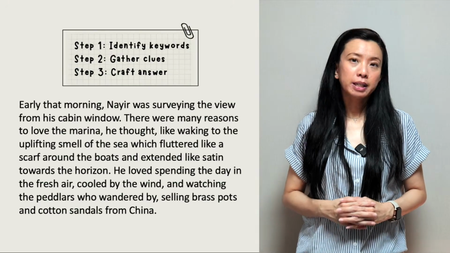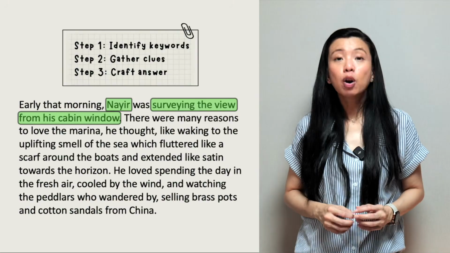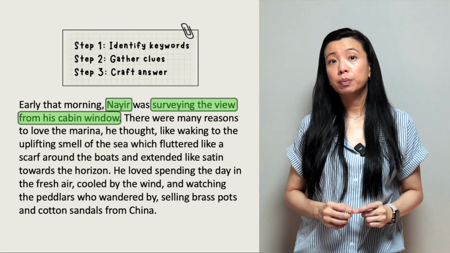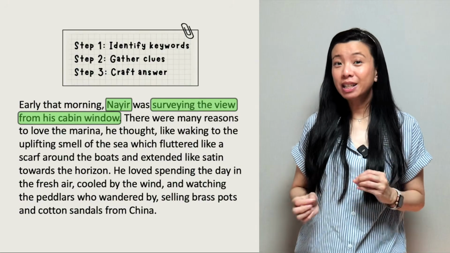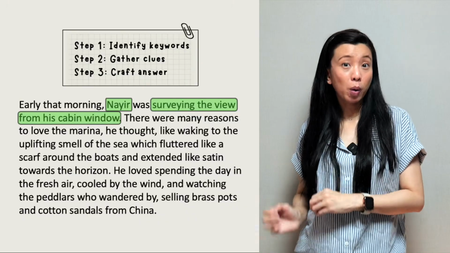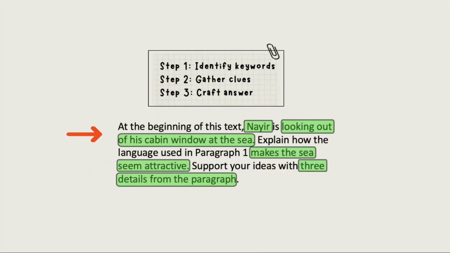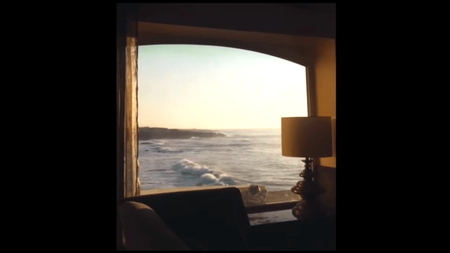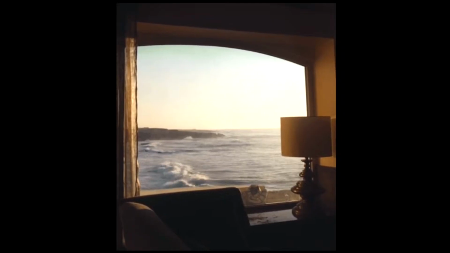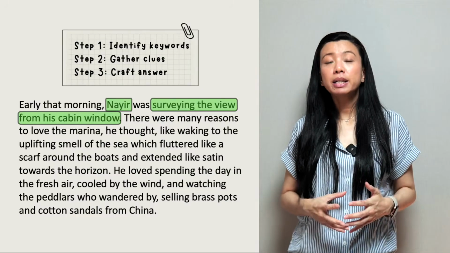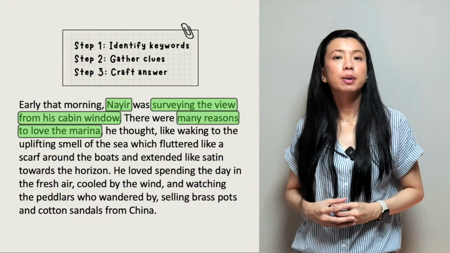The first thing I've picked out is surveying the view from his cabin window. And why I do that is you realize that this matches with the question. The question states Nair is looking out of his cabin window at the sea. And this is the part of the text where Nair was actually looking out the cabin window, looking at the view. The next thing I've picked out is many reasons to love the marina.